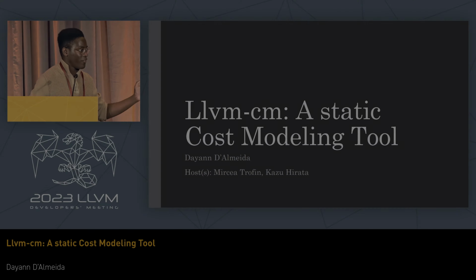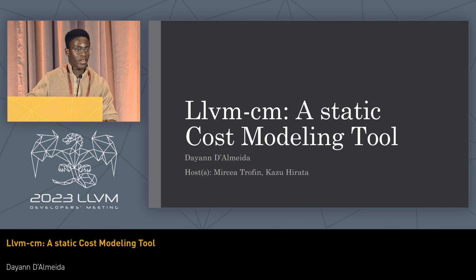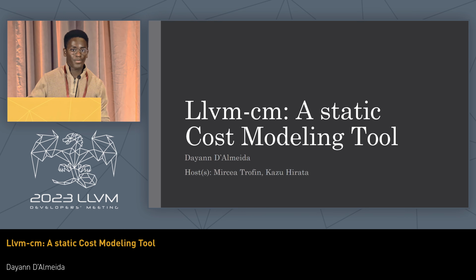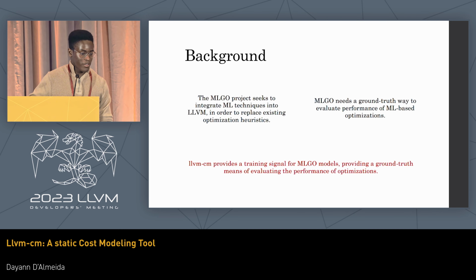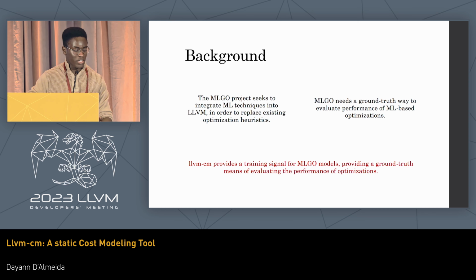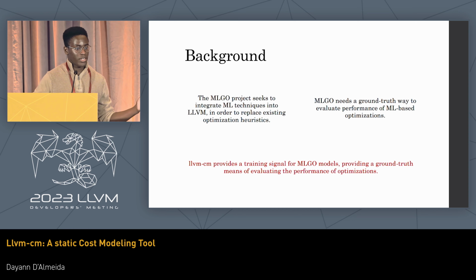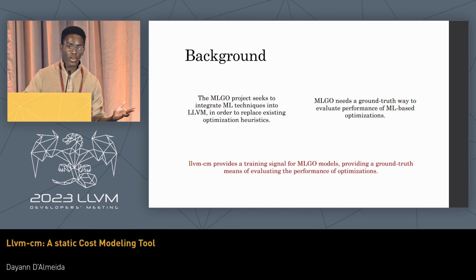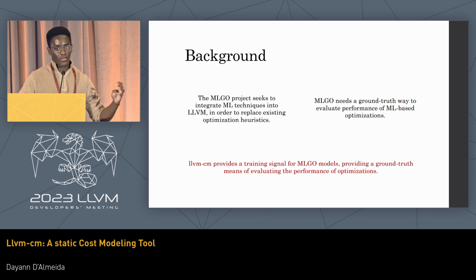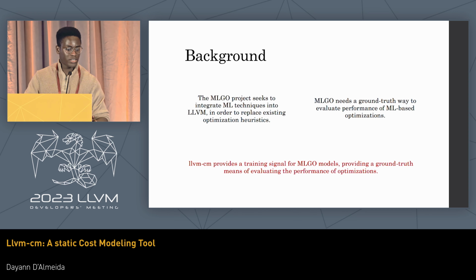I'm going to talk about LLVM-CM, which is a static cost modeling tool that I worked on this summer alongside Mircea Trofan. So a little bit of background. The MLGo project is essentially machine learning guided compiler optimization, trying to integrate some ML techniques into LLVM for compiler optimizations to replace the existing heuristics.